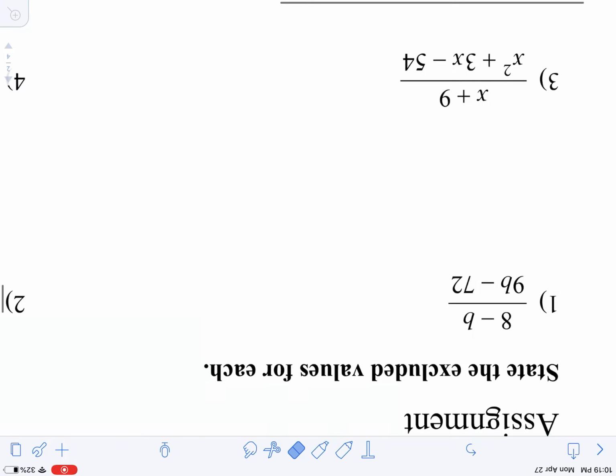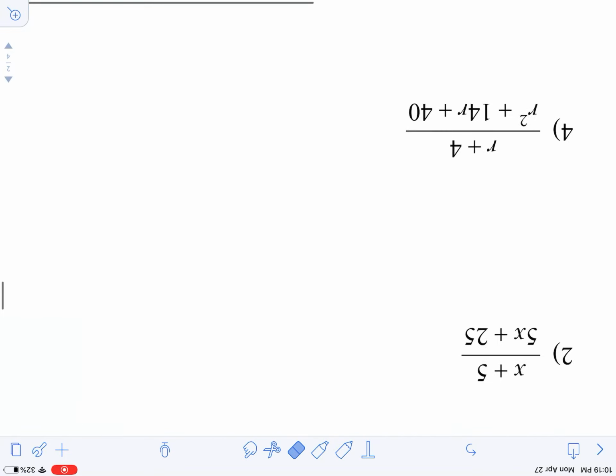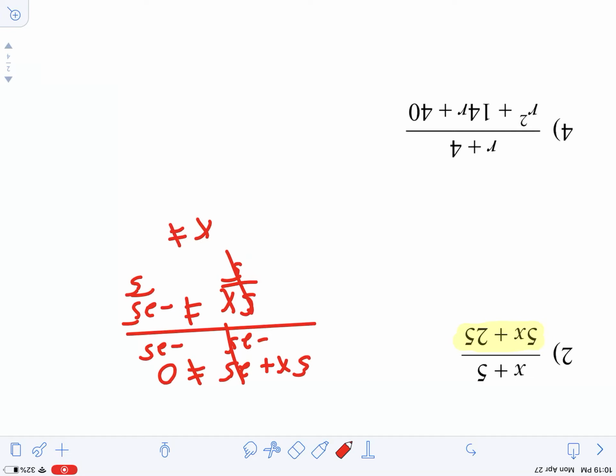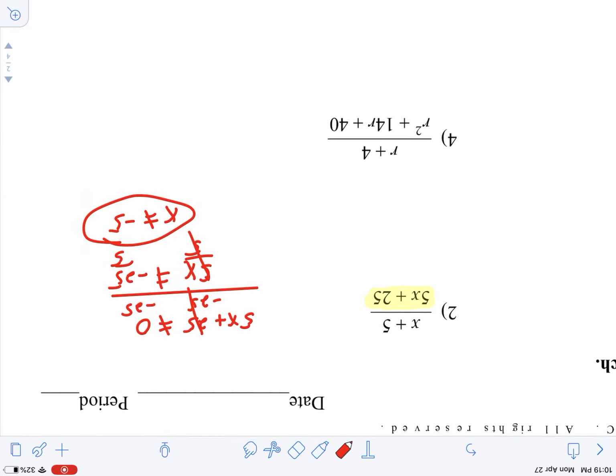Okay, state the excluded values for each. So when you're trying to talk about excluded values, you look at the denominator of the rational expression. Go off to the side, go on scrap paper, go wherever. Sometimes you can even do it in your head. Instead of setting this equal to 0, set it not equal to 0. I know that looks funny, but it really does the job. So you're going to subtract 25 on both sides. 5x not equal negative 25. Divide by 5. X does not equal negative 5. So that is the restricted value, or the excluded value for number 2.